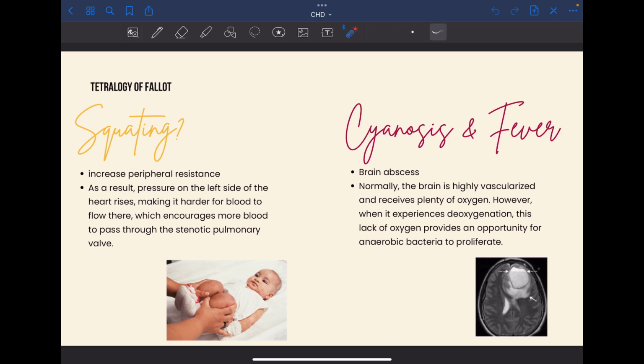Other means to treat the cyanotic spells would be to give oxygen or even to give beta blockers to dilate or relax the infundibulum and the stenotic area.